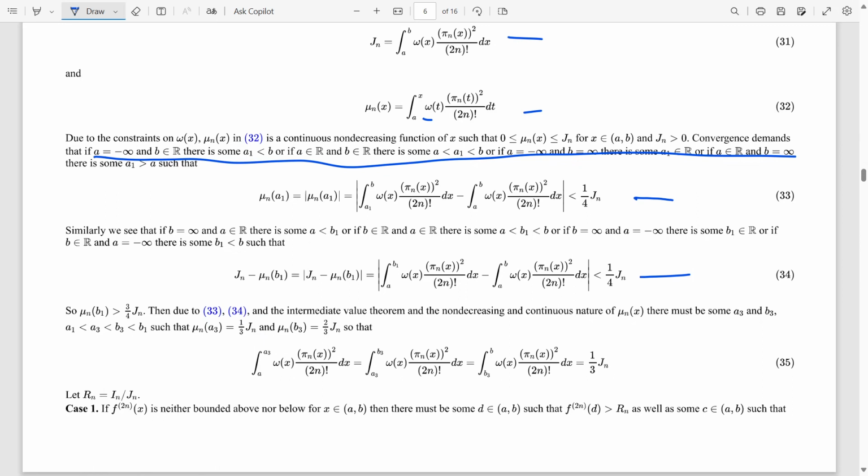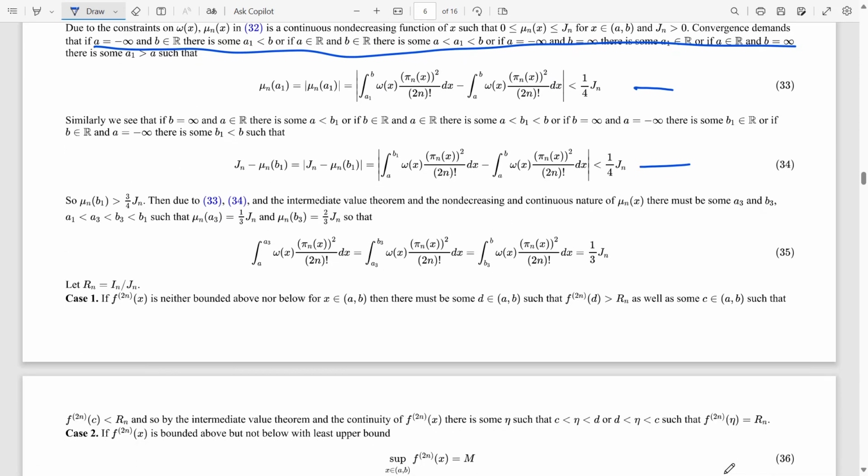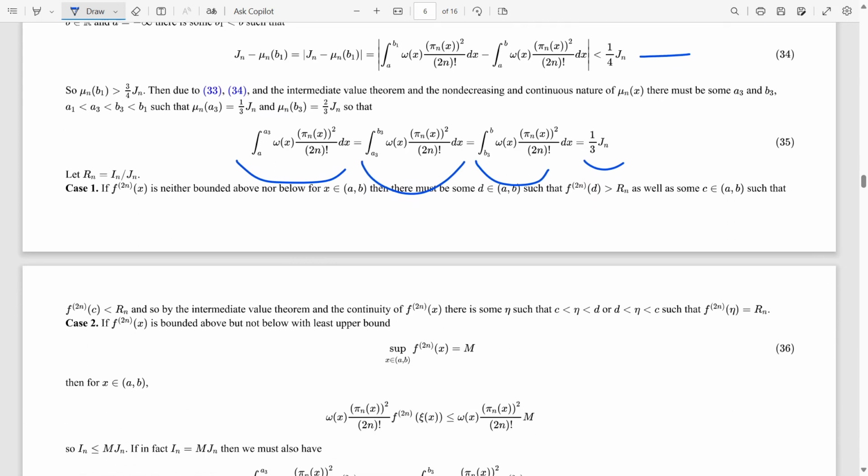Then, by the intermediate value theorem, we can find an A3 and a B3 such that the integral Jn can be divided into 3 equal chunks, all equal to 1/3 Jn. Now we have 4 cases according as the 2nth derivative of f is bounded above or below or not.